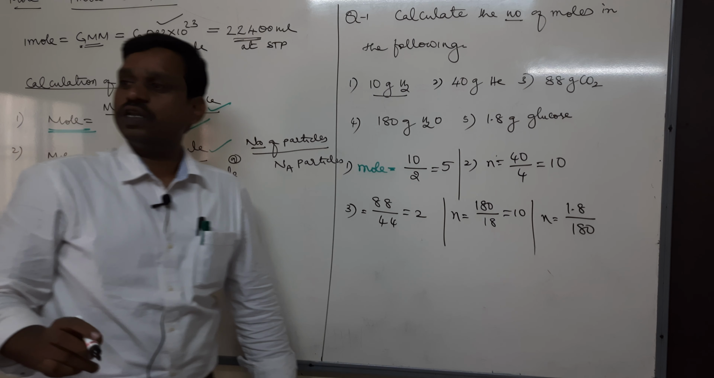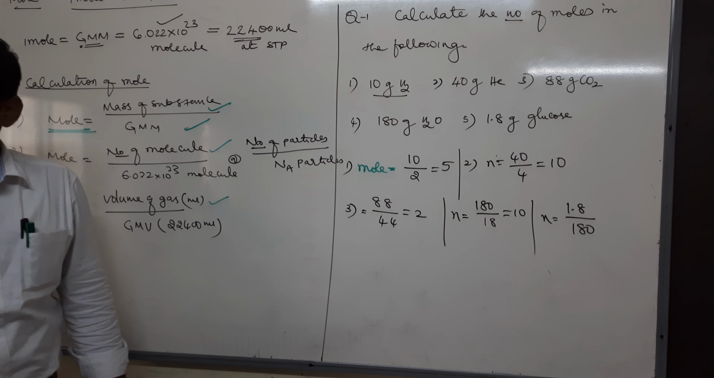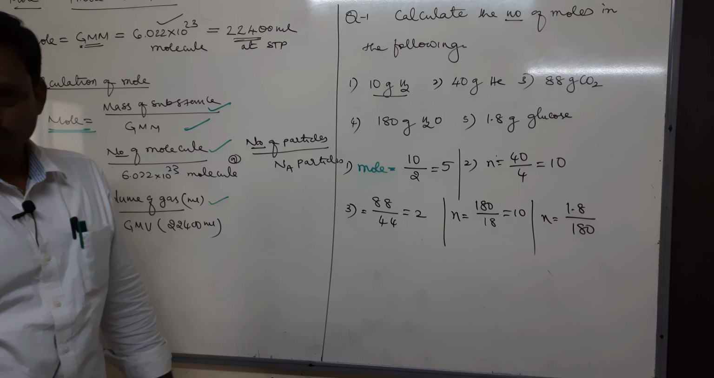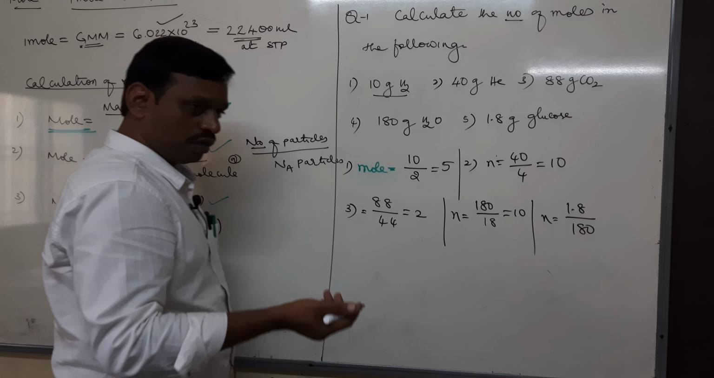I told you, you should remember molecular mass of some important compounds. Particularly in the solution topic we use glucose, fructose, sucrose, right? The molecular mass of glucose and fructose is 180. So, therefore, 1.8 by 180 equal to 0.1 mole. In this way, you can calculate mole when mass is given.